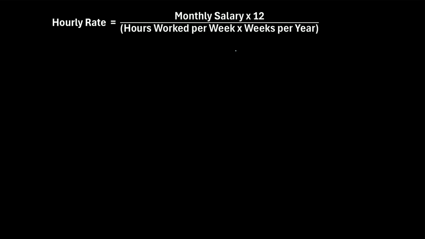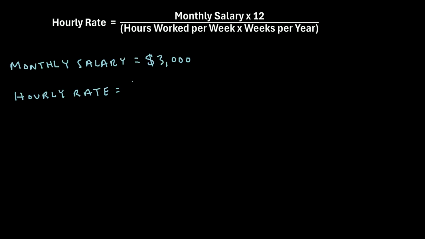So let's check out an example of how to use this formula. Let's say your monthly salary is $3,000. To calculate your hourly rate, we're going to use the formula $3,000 times 12. So we're taking your monthly salary and multiplying it by 12. Then we're dividing that by the hours worked per week. So a typical work week is considered 40 hours, so let's use 40 for that value. And then we're multiplying that by the number of weeks per year. So there are 52 weeks in a year.